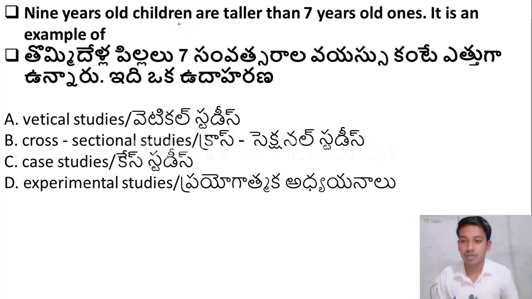Nine years old children are taller than seven years old ones. It is an example of option A, vertical studies.